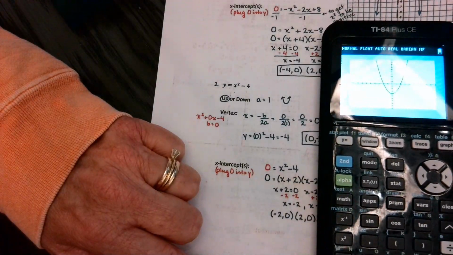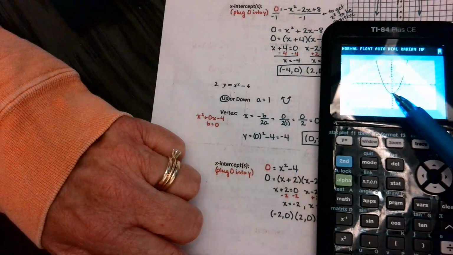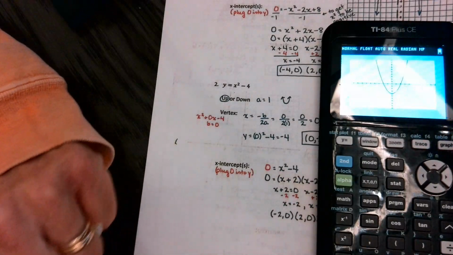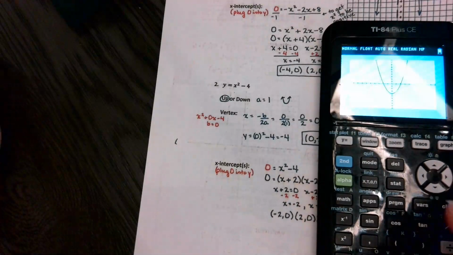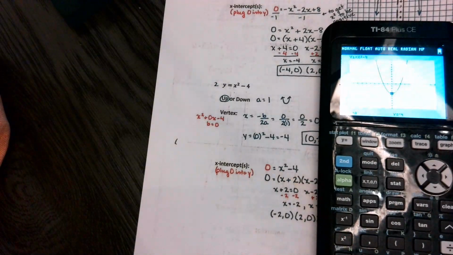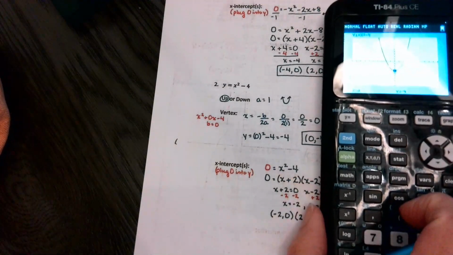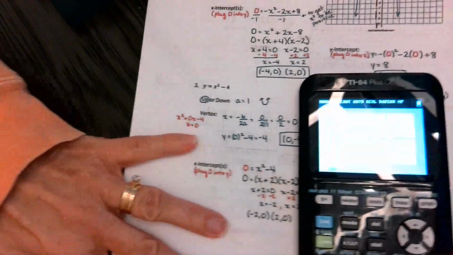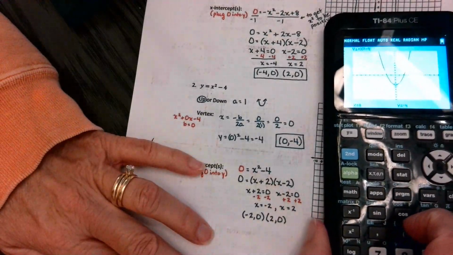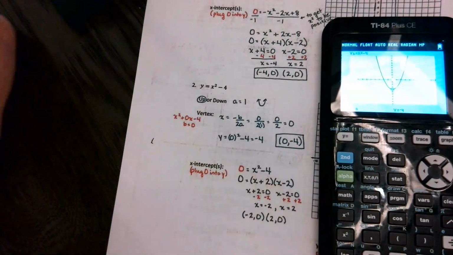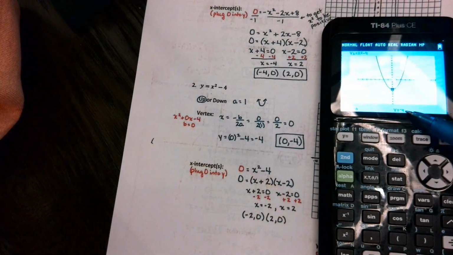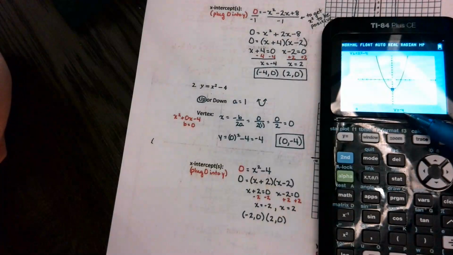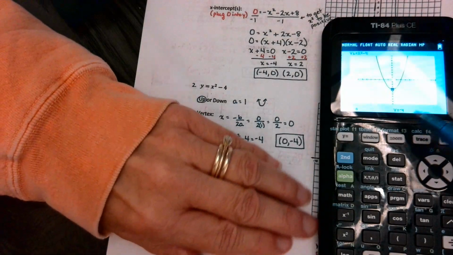Okay, it opened up. This time, if I want to find the y-intercept, which is the easiest, you hit trace. It automatically comes up with that y-intercept. I'm trying to get it so that there's not a glare, but I guess that's as best as I can do. So now we have the y-intercept.